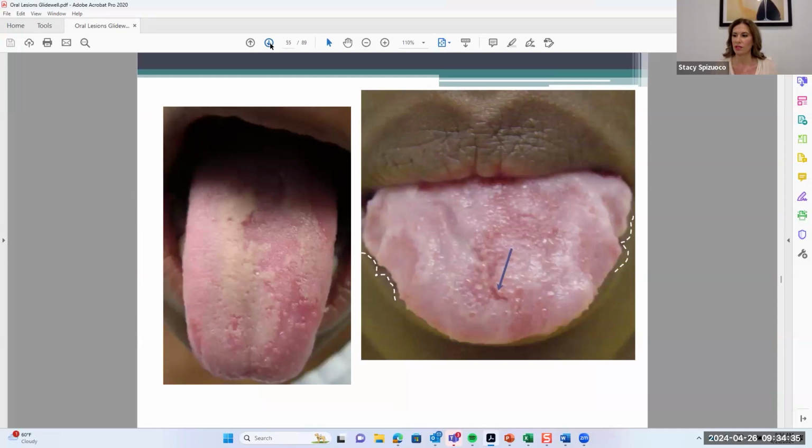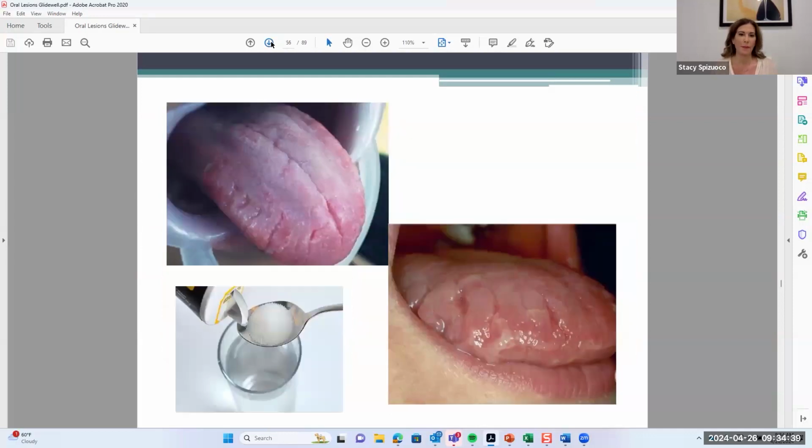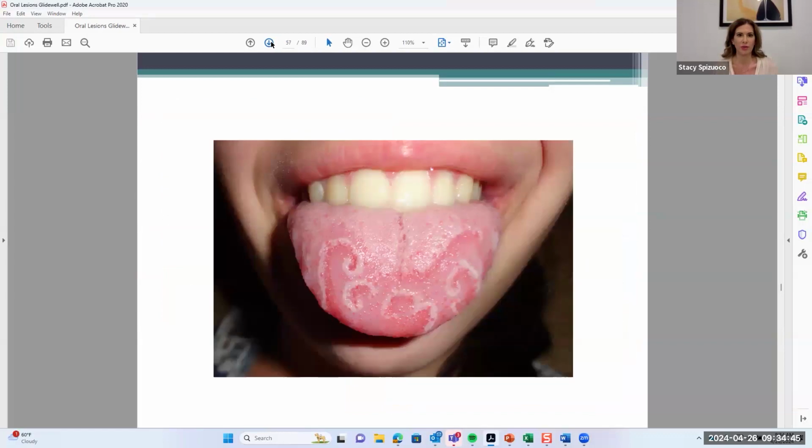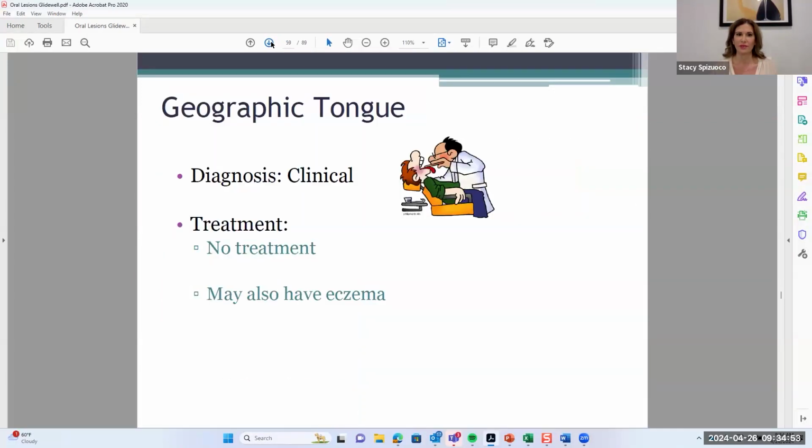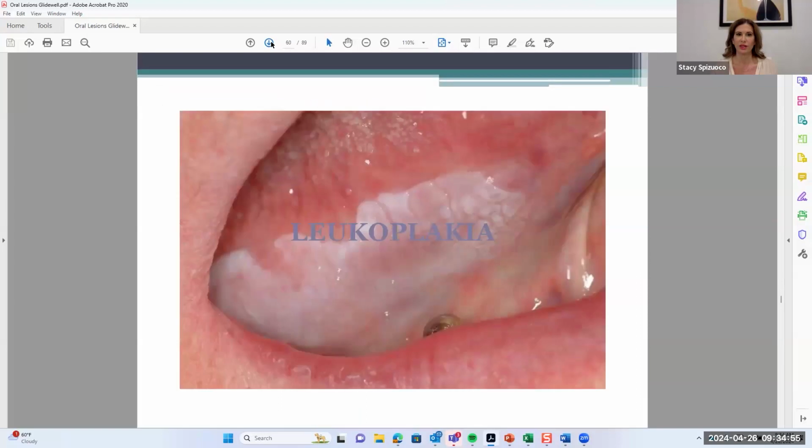You can even see them in kids; they get it at a younger age. No treatment. There's also been another link that they could also have eczema, which is a skin lesion. So that's another aid in helping you make your clinical diagnosis. Just a couple more. Possible eczema connection.